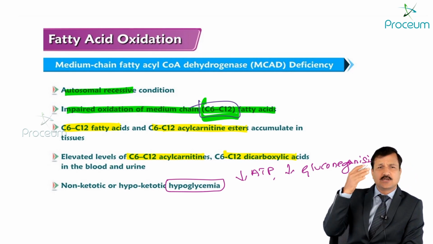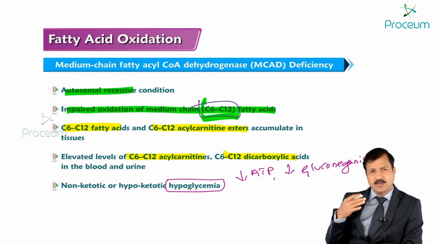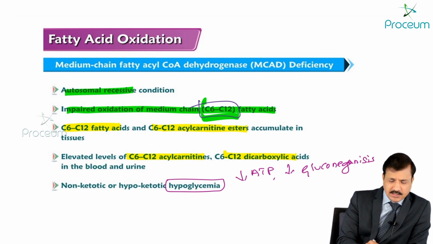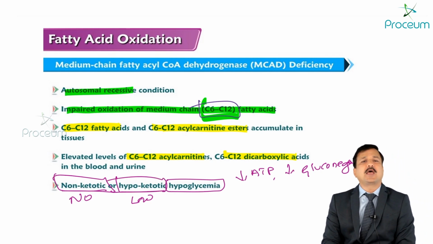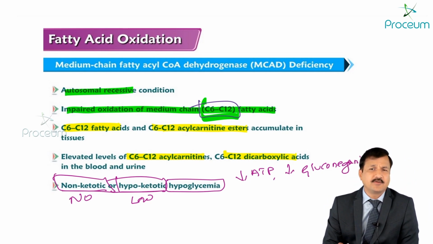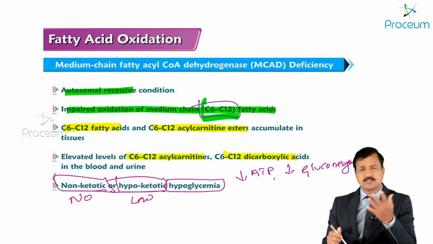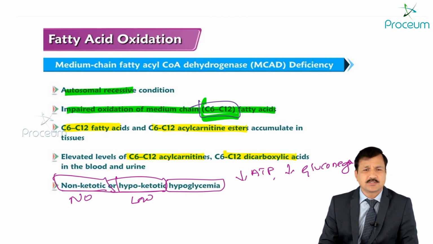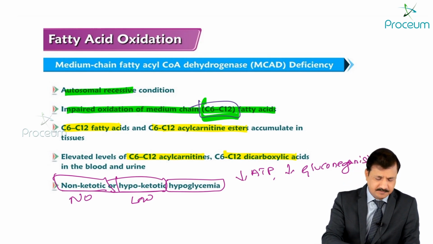Also, because beta oxidation is stopping at medium chain carbon length, not many acetyl-CoAs are coming for ketone body formation. So the patient will show no or low ketone bodies, referred to as non-ketotic or hypoketotic hypoglycemia. That's one of the signs seen with beta oxidation defect diseases. Any disease that leads to decreased beta oxidation will show hypoketotic hypoglycemia or non-ketotic hypoglycemia.